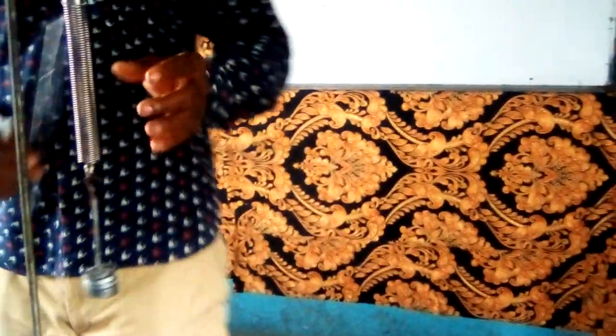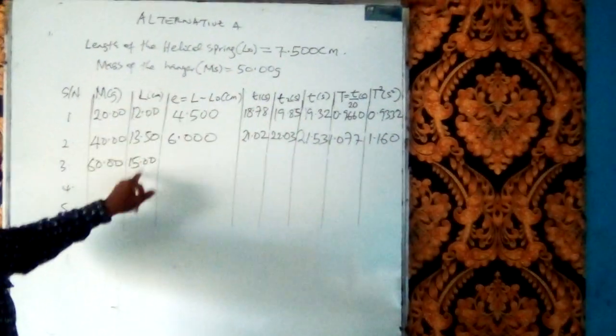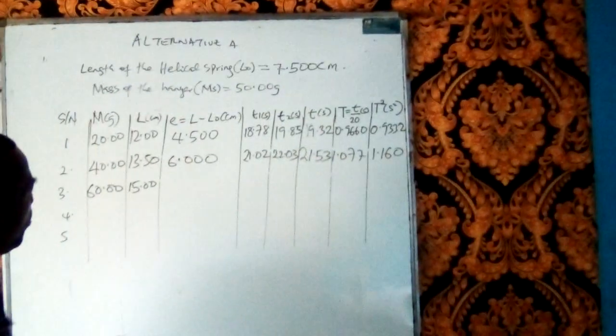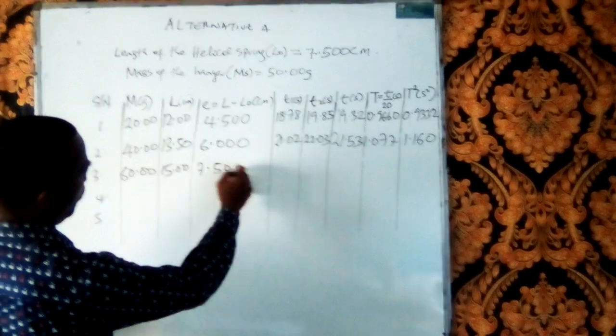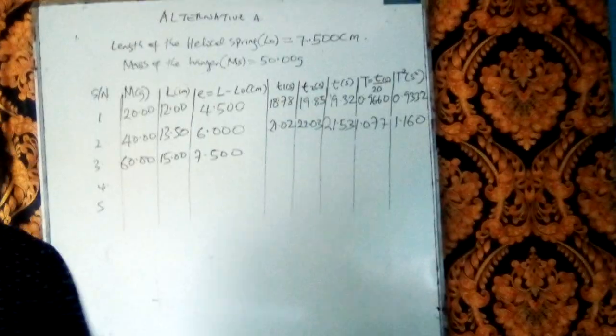We'll now take our new length of the spring, or the extension, of course. This is 15 cm. 15.00 centimeters. So the extension is the new length minus the original length. So when we subtract this, we also have the same 7.500. That is it. Then we now move to the oscillation.